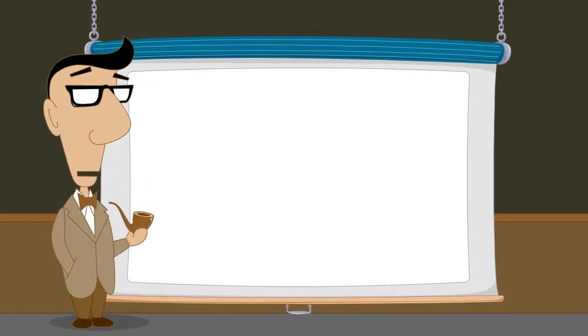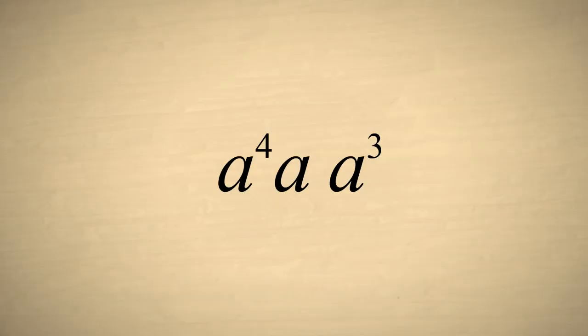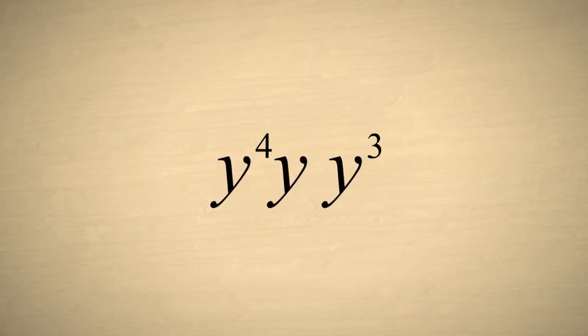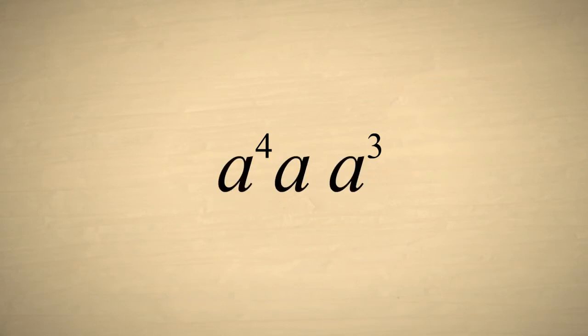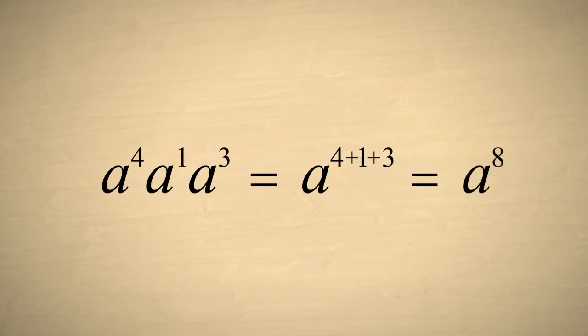Now let's simplify an expression with two terms, a to the fourth times a cubed. Remember that it doesn't matter what letter is used for a variable. There is no difference between using an a or an x or any other letter. We start by writing the a without an exponent as a to the first power, so we can add the exponents. And adding the exponents, we get a to the eighth power.